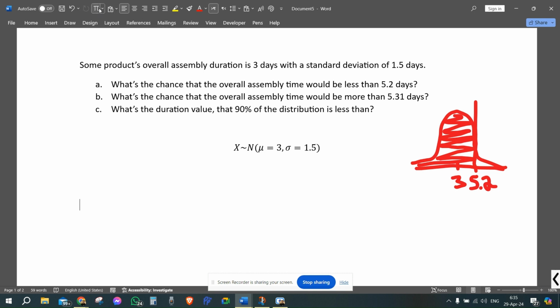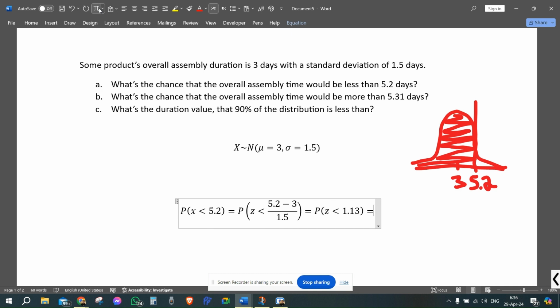So first, we need to say that we're looking for the probability of x to be less than 5.2. And then we need to convert it to a z-score. So z would be less than (5.2 minus 3) over 1.5. So this would be the probability for z to be less than 1.13. If we do the math for this, this is what we're going to get.